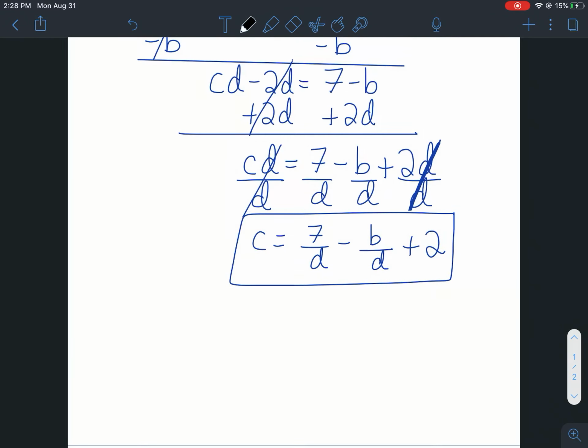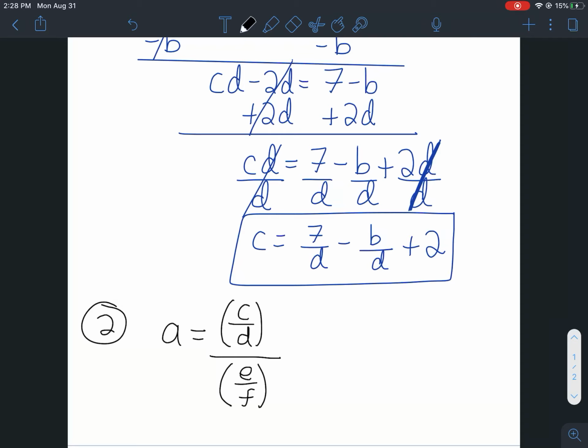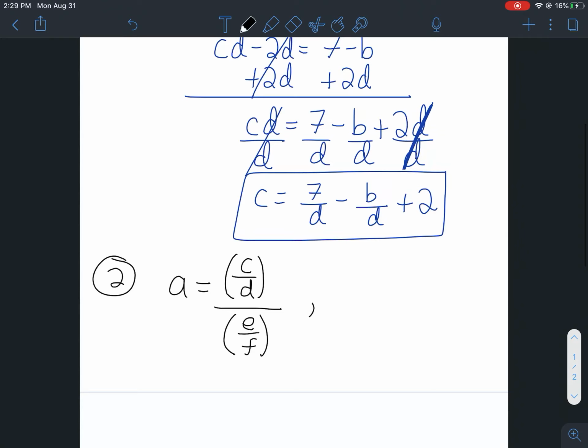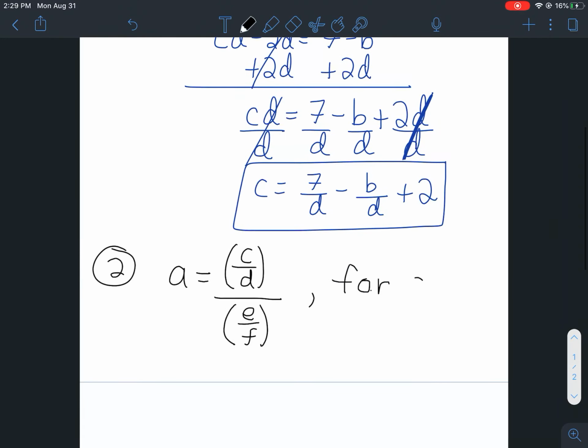Okay, moving on to the next one here. Number 2, we have a equals c over d, in parentheses, divided by, in parentheses, e over f. So this one looks confusing at first because you have a fraction over another fraction. So what we can do here, we're still trying to get, I forgot to put what variable we're solving for. We are solving for c again. Sorry about that.